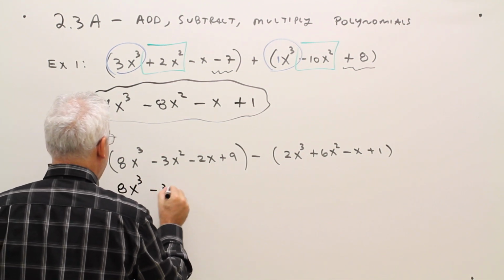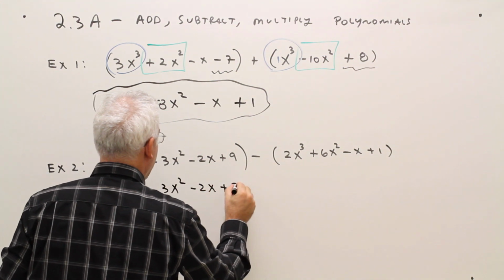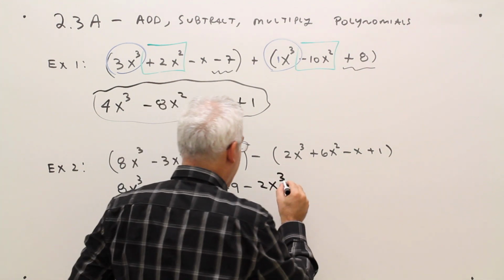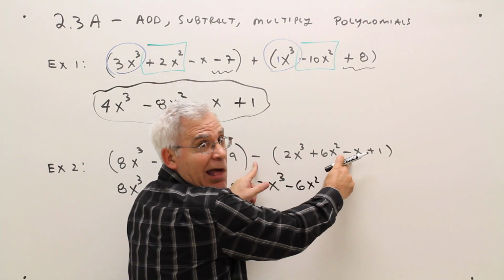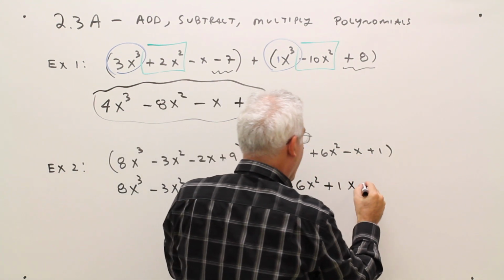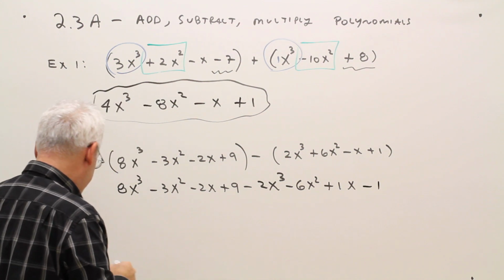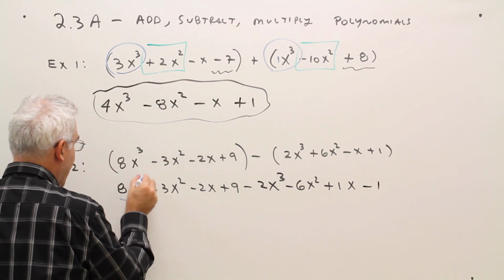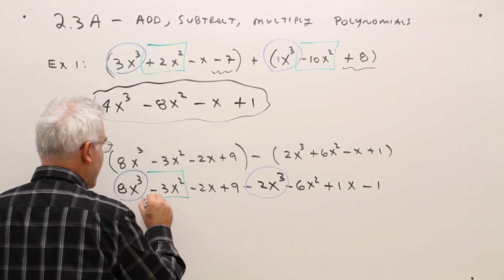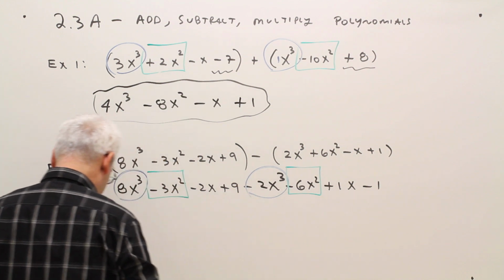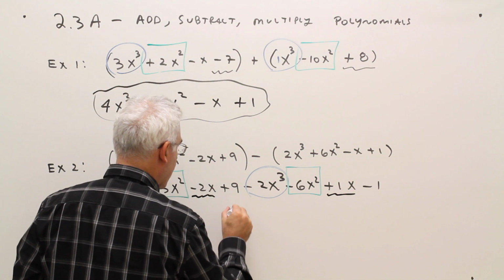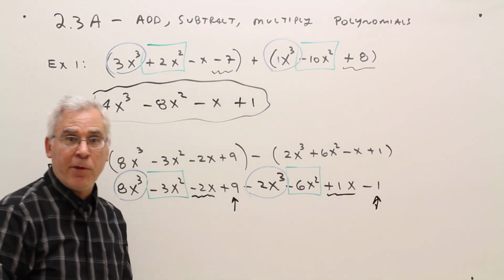8x cubed minus 3x squared minus 2x plus 9 minus 2x cubed minus 6x squared plus 1x. I'll put the 1 in there just to make it easier. And then minus 1. And then once again, same thing as before. I got 8 things here, minus 2 things here, got minus 3 things here, minus 6 things there. I'll do a squiggle here and a squiggle here, and an arrow there, and an arrow there.